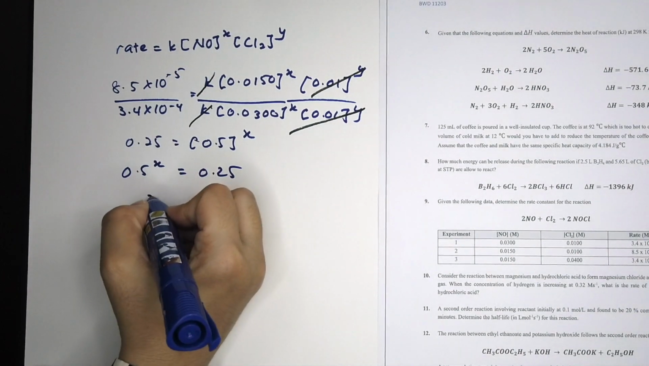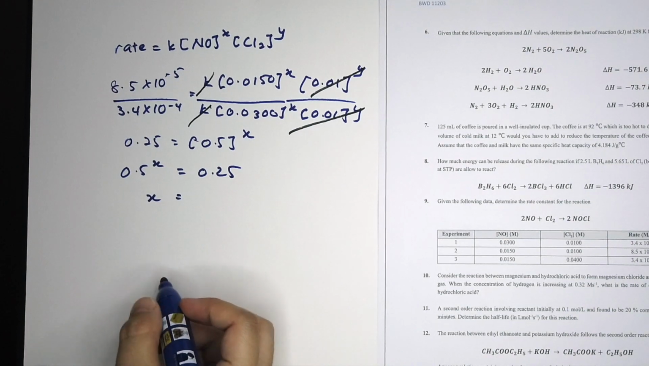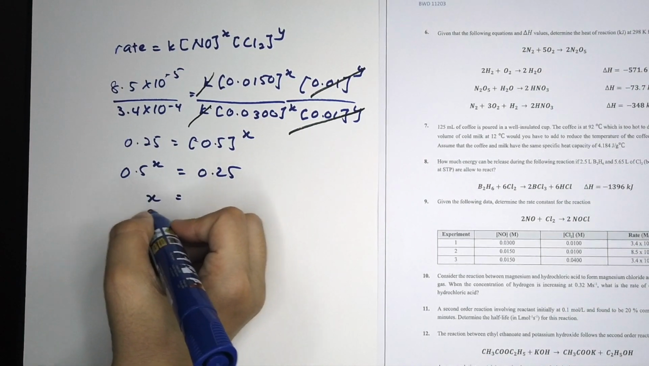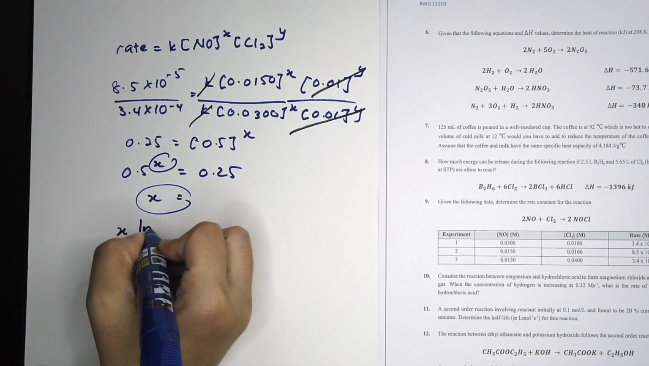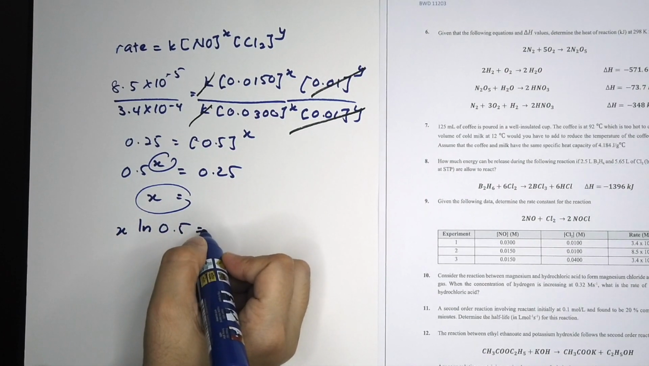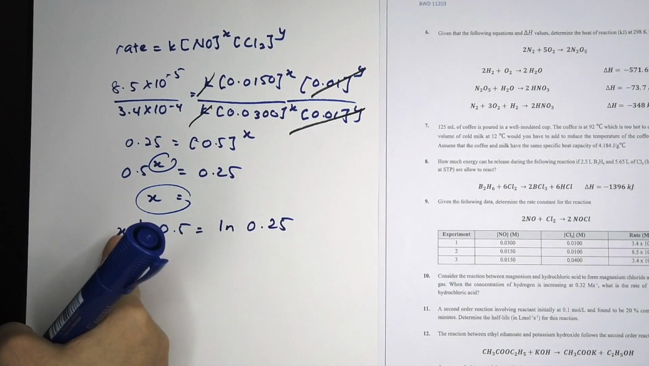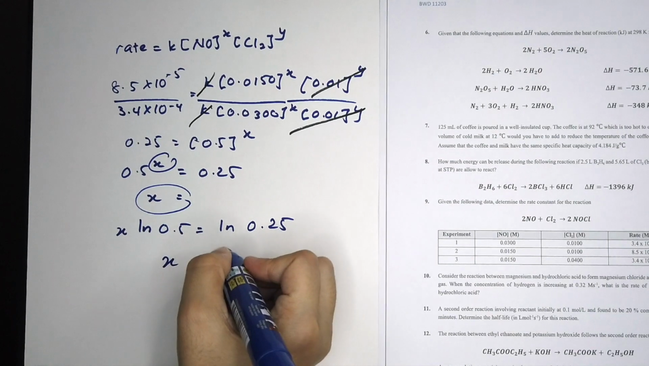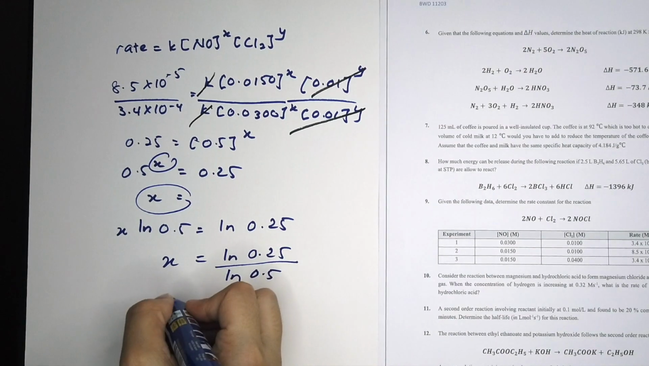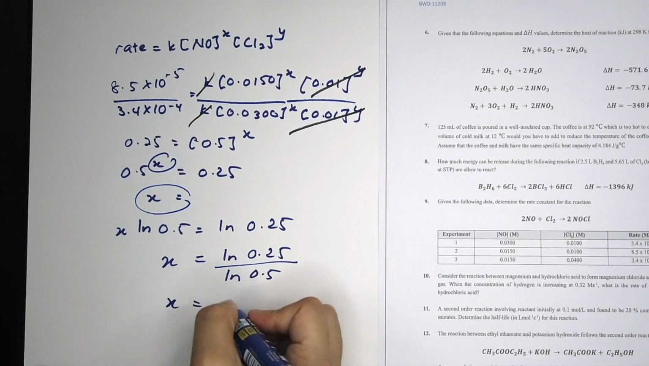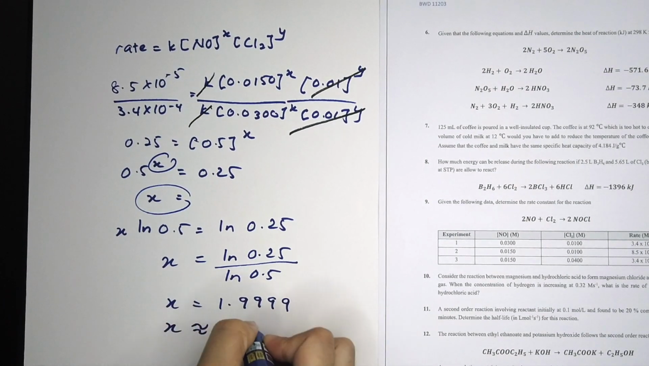So what is the value of x? You just need to take ln of both sides, so you get x ln 0.5 is equivalent to ln 0.25. So x is equivalent to ln 0.25 divided by ln 0.5. Your x shall be equivalent to 1.9999, so x is equivalent to 2.